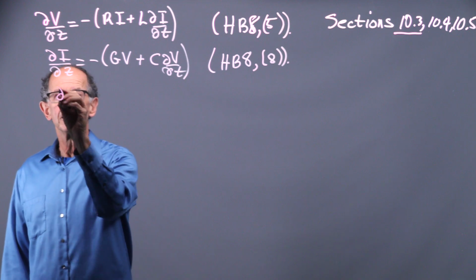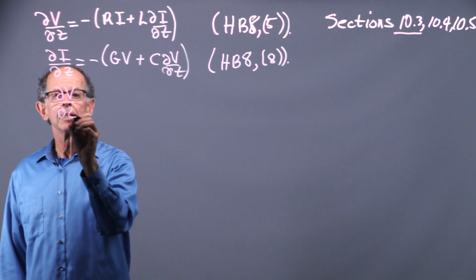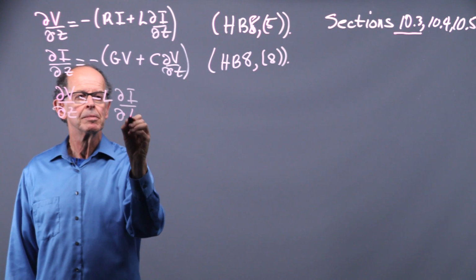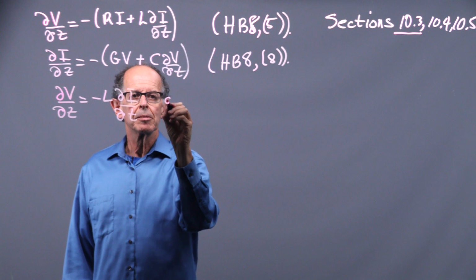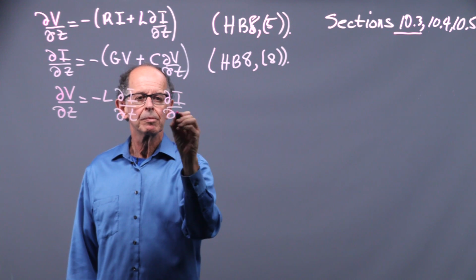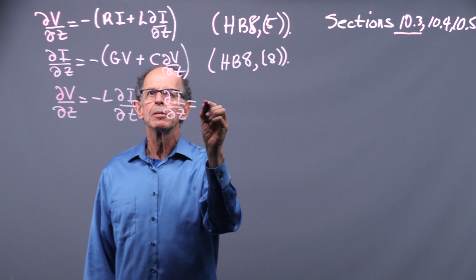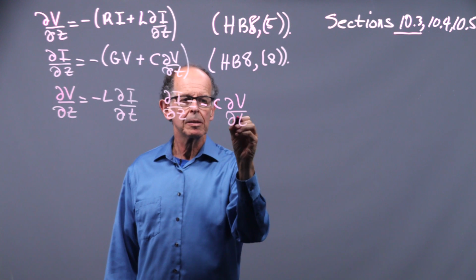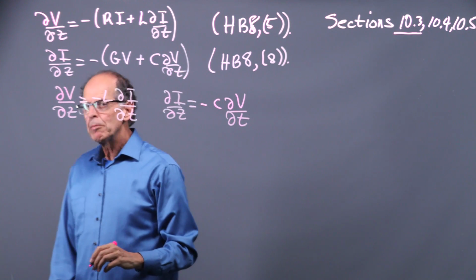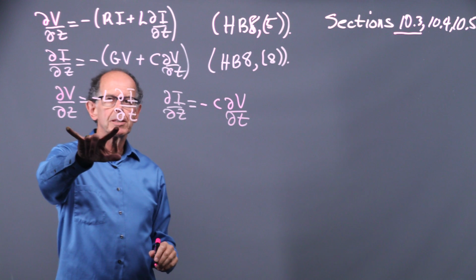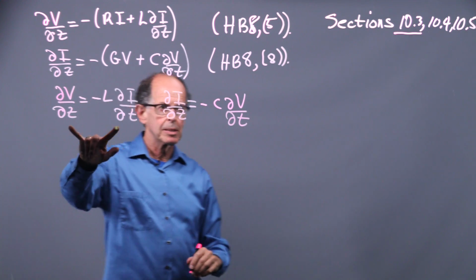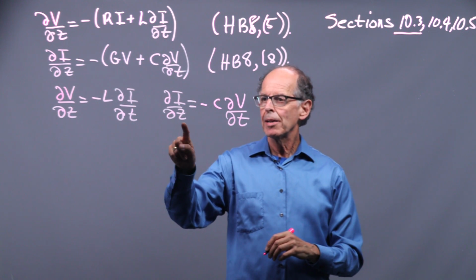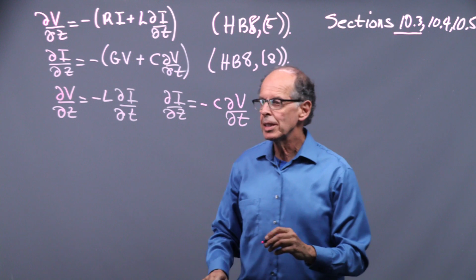So we get dV/dz equals minus L dI/dt, and dI/dz is equal to minus C dV/dt. Now we have a little bit of work to do. We're going to differentiate this with respect to z. So we're going to do that, differentiate that with respect to z, and this with respect to t. So let's do that.